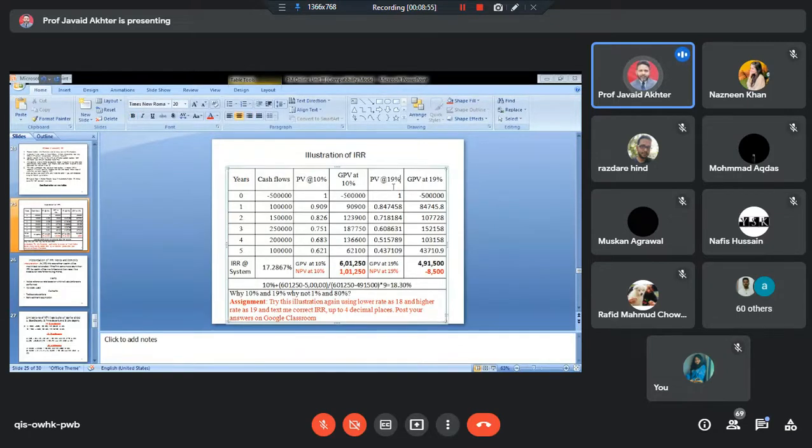Why? Suppose we try it not at 19% but at 15%. Can anyone think of any reason why I am trying it at 19%? Why not at 17? Why not at 15? Why not at 12? Because it is 10, higher than 10 could be any figure, 11%, 12%, 20%. Why is it not being tried at 12 or 15 but at 19? Is there any logic one can think of? Okay, leave it. No issue. So we have tried it at 19% and our present value is negative by 8,500.